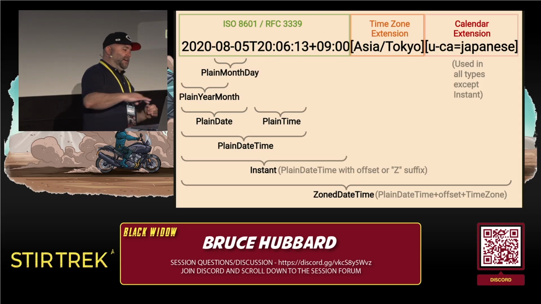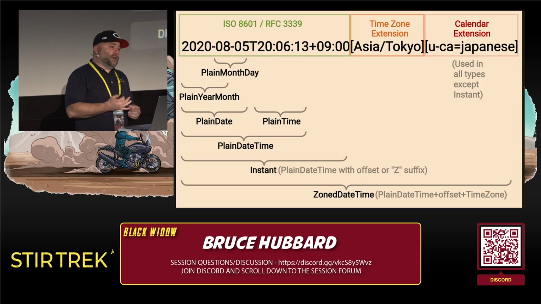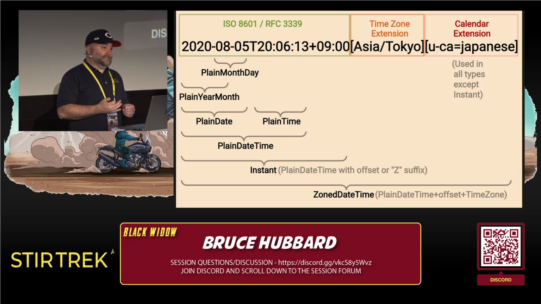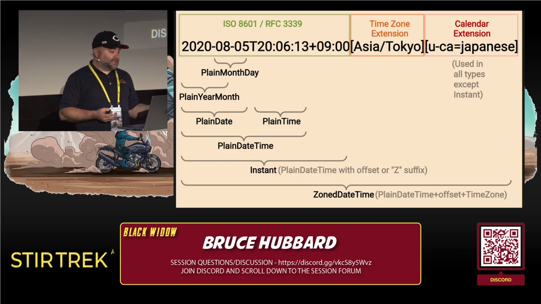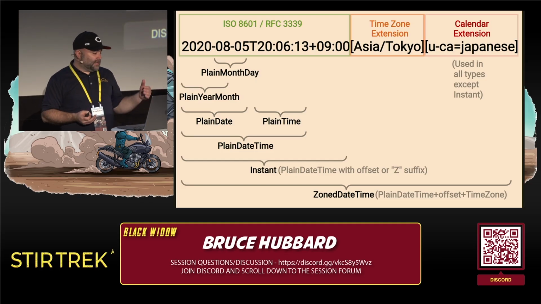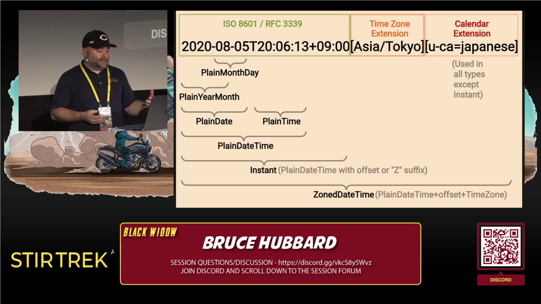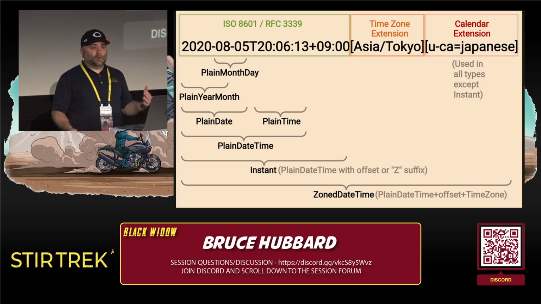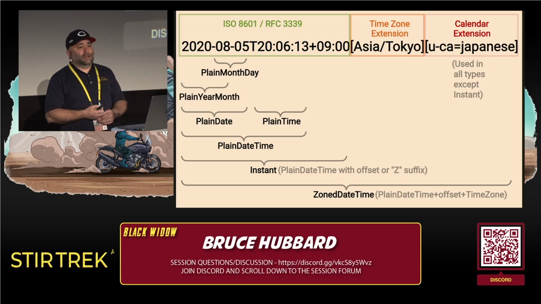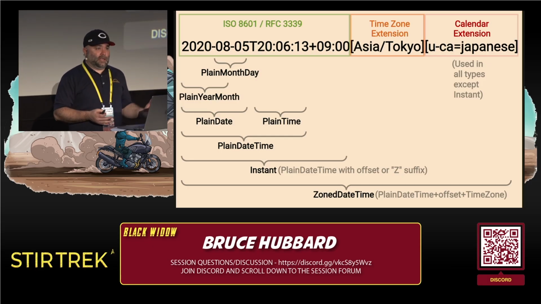Temporal, and you can see at the bottom, instead of 1 date type, you get 7 types now. There's a plain month day, plain year month, plain date, plain time, plain date time, an instant, and a zoned date time. So imagine that the date object was trying to do the job of all 7 of these, when actually it's a lot more complicated. So now we have 7 different types to deal with.